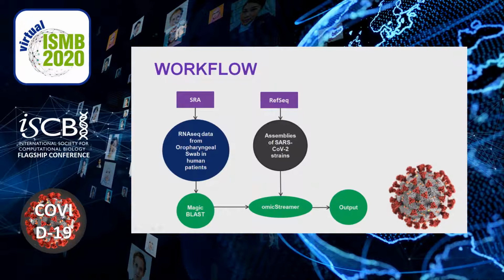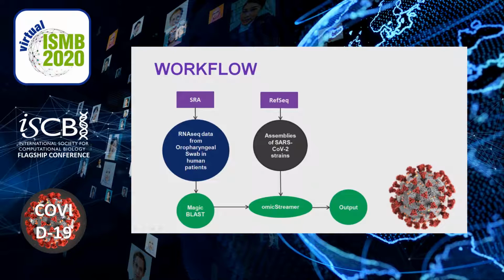RNA-seq data from oropharyngeal swabs in human patients were obtained from the Sequence Read Archive. And in order to ensure an improved assembly of repetitive regions, the library layout used for all of these data sets is paired end. So these were all paired end RNA-seq data.